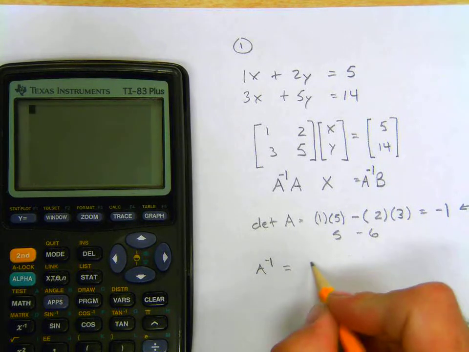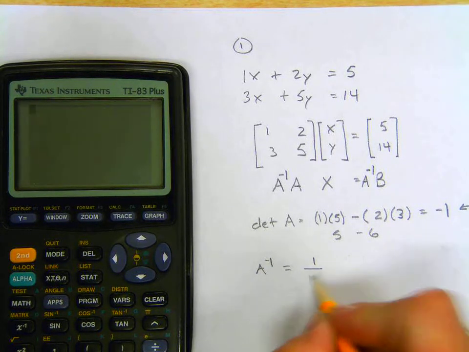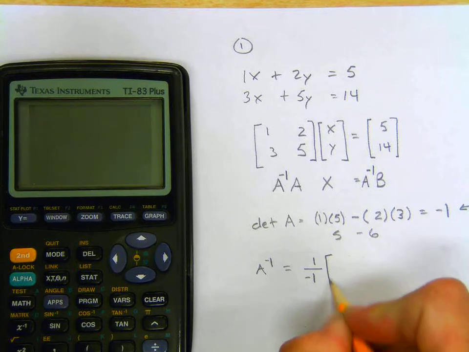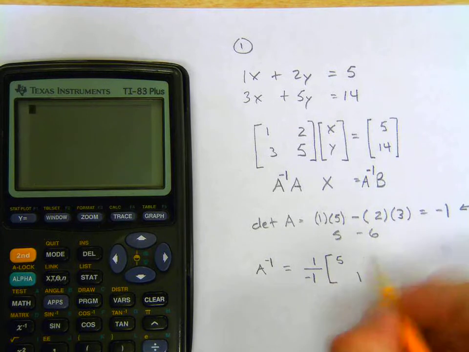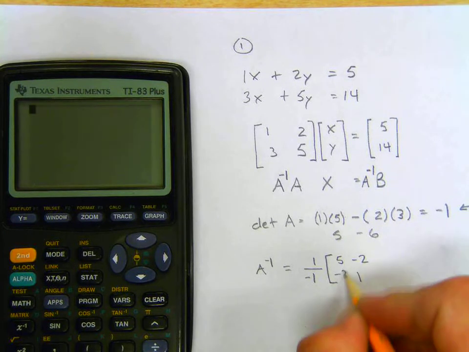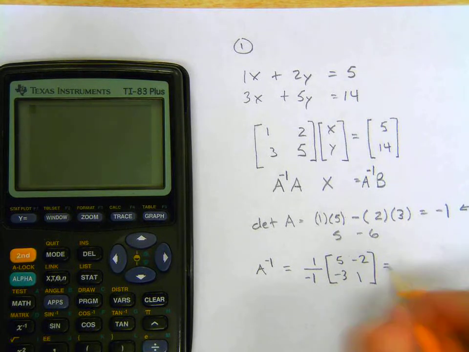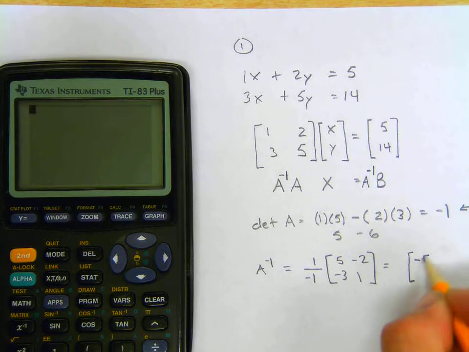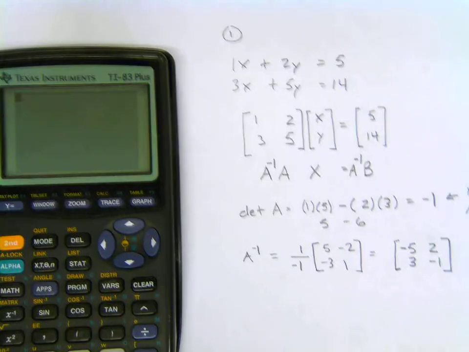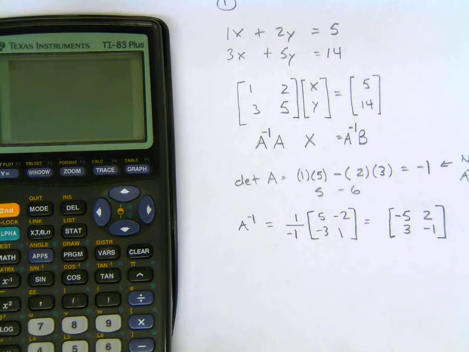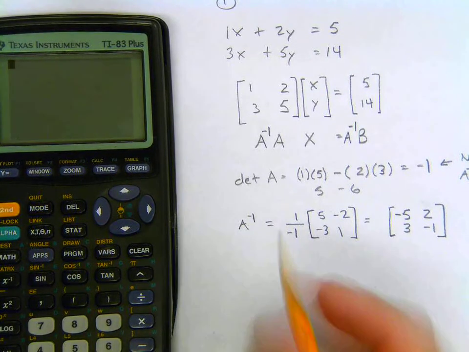So now let's calculate the inverse. You'll remember it's 1 divided by the determinant of A, and then we switch the A and D numbers and we change the sign of the B and C numbers. Let's multiply this out. We would get negative 5, positive 2, positive 3, negative 1, and that is our A inverse.